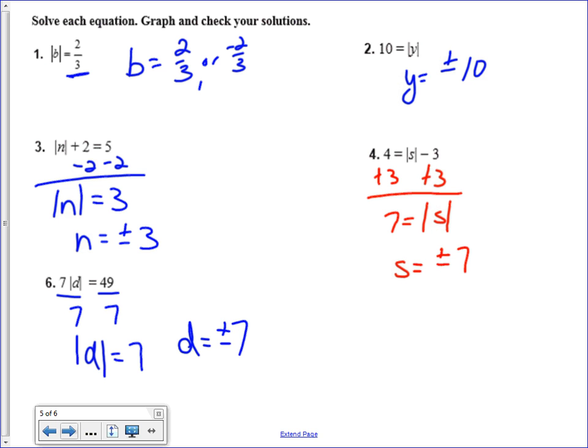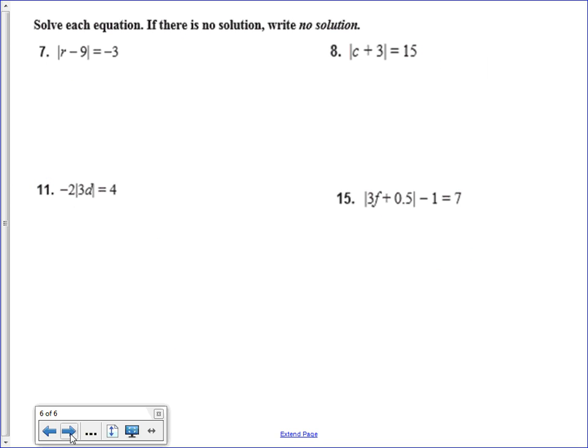Okay, let's look at one more page of these. Okay, so now this one is a little bit different. So now it says the absolute value of r minus 9 is equal to a negative 3. And again, a red flag should go up because we got an absolute value being equal to a negative. And anytime we have that, we're going to have to say that there is no solution because, again, distance is not going to be a negative.